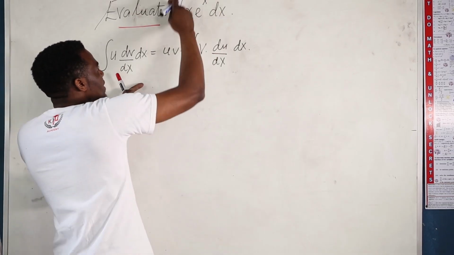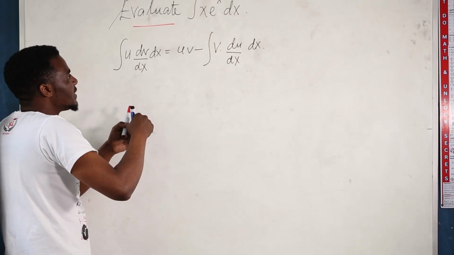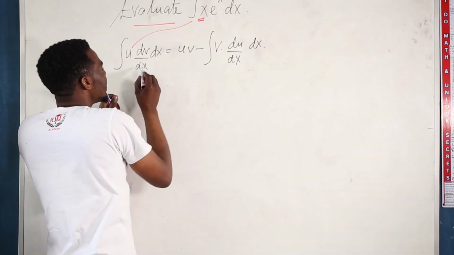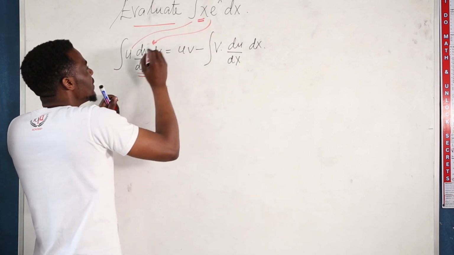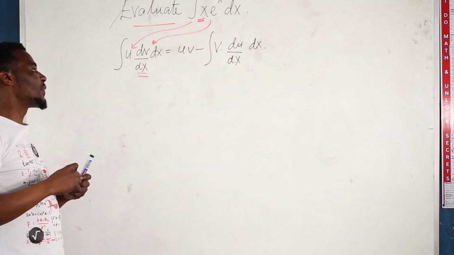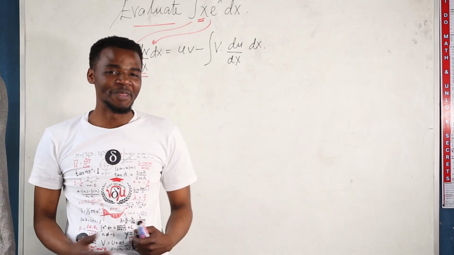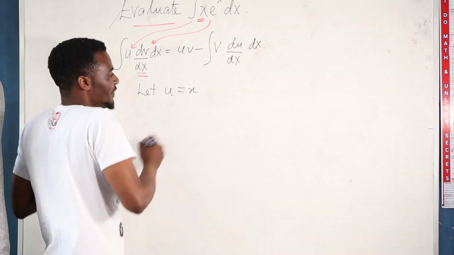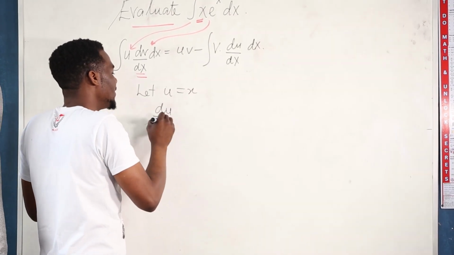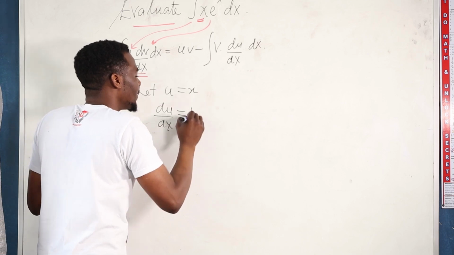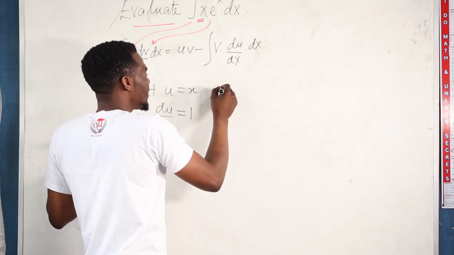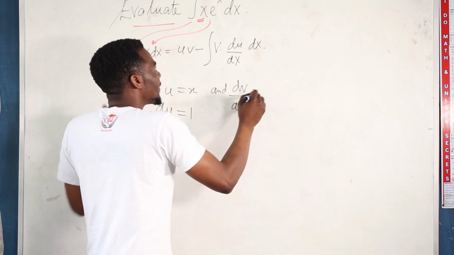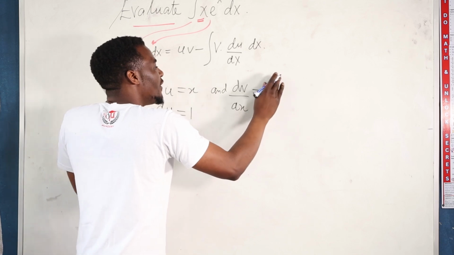It means, as we see here on this problem, we need to let perhaps this function be x and perhaps this other function be dv/dx. So let's quickly do that and see what we come up with. So here, let u be x. If you let u be x, du/dx straight away will give us 1. And let's also make dv/dx be e to the power of x.